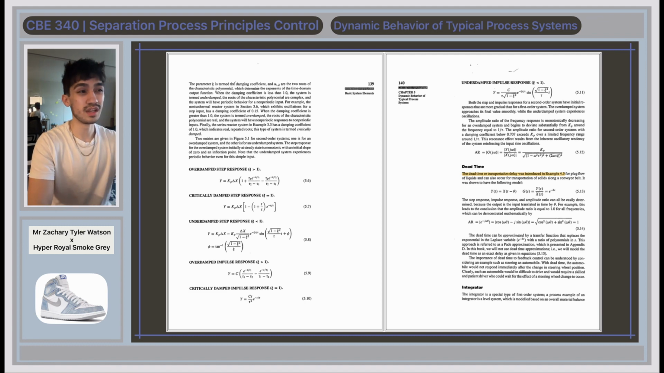If you're having trouble learning what impulse and step responses are, they were introduced in the beginning of this chapter. Both the step and impulse responses for a second order system have initial responses that are more gradual than for a first order system. The overdamped system approaches its final value smoothly, while the underdamped system experiences oscillations.